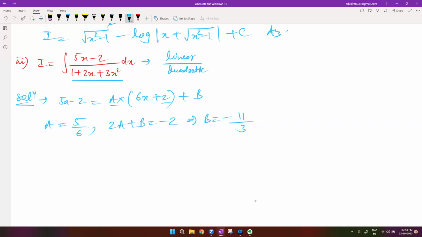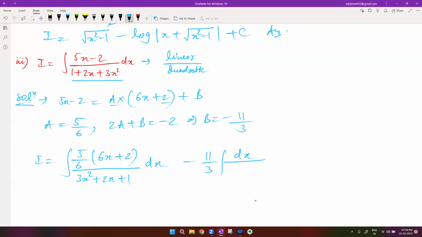Correct. So b is minus 11 by 3 and a is 5 by 6. Now I can write this I as 5 by 6 times (6x plus 2) divided by (3x square plus 2x plus 1) into dx, minus 11 by 3 dx upon (3x square plus 2x plus 1).